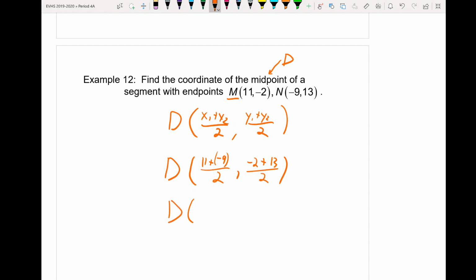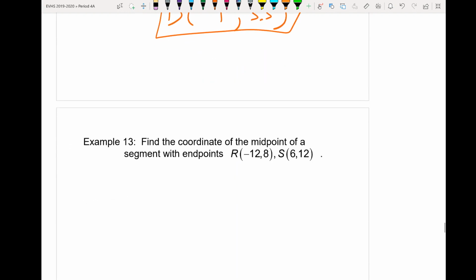Now let's just run our math in. 11 plus -9 is +2, divided by 2 is 1. -2 plus 13 is 11, divided by 2 is 5.5. So there's my midpoint, (1, 5.5). Don't know why I put that other dot there. Okay. Questions? Easy enough? All right. So here's another one.